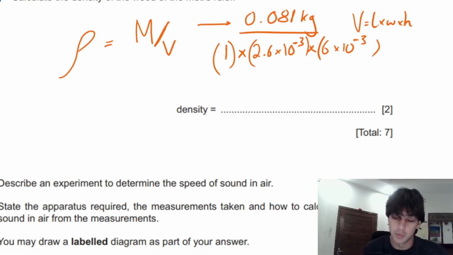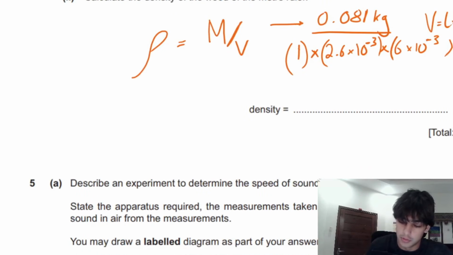So once we do this, we should get our value of density, which again, always keep in mind the units, because it's not mentioned here. The examiner wants to trick us. It is going to be 520 kilograms per meter cube.